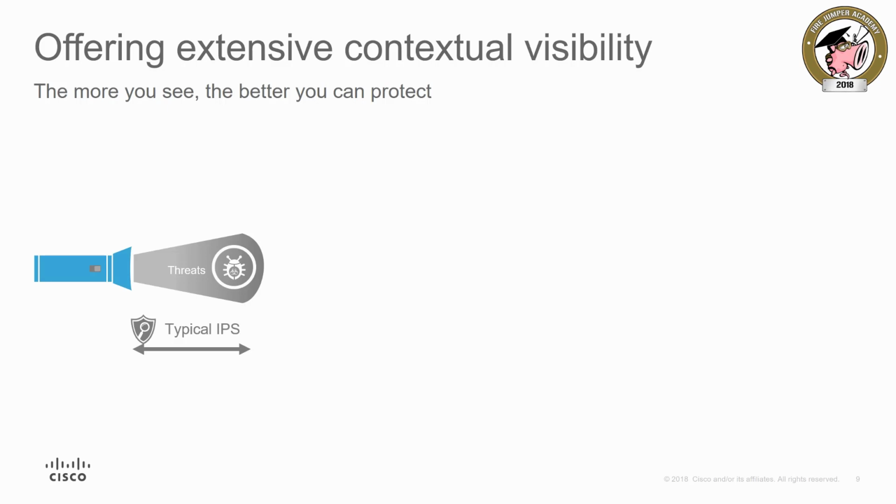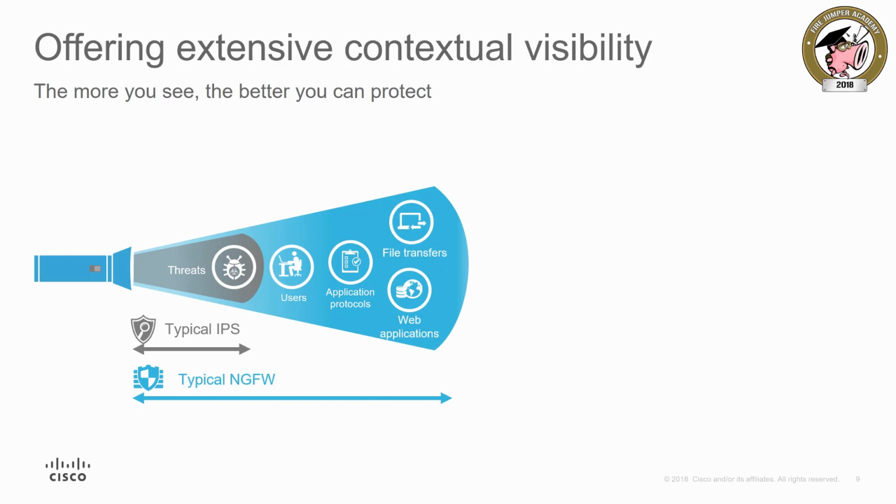Typical IPS, as you can see here as we build the slide, threat visibility often hinges on a strong intrusion prevention system. Most IPS security solutions will discover certain threats. Typical IPS looks at network signatures to determine the presence of threats. Typical next-gen firewalls go further, enabling greater visibility into user information, application protocols, file transfers, and web applications. However, they still don't provide enough visibility into hidden vectors. These vectors are important because it only takes one opening for an attacker to get in.